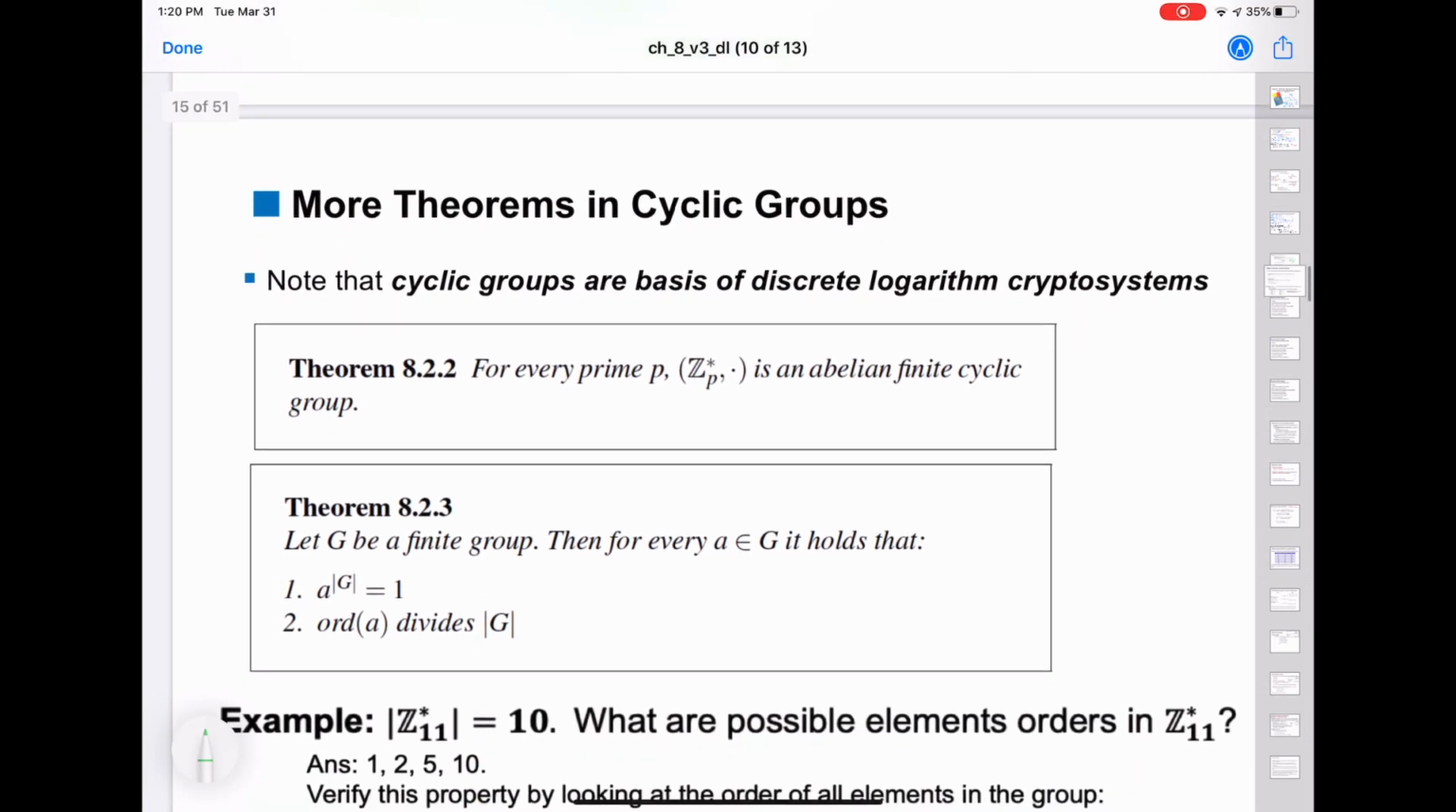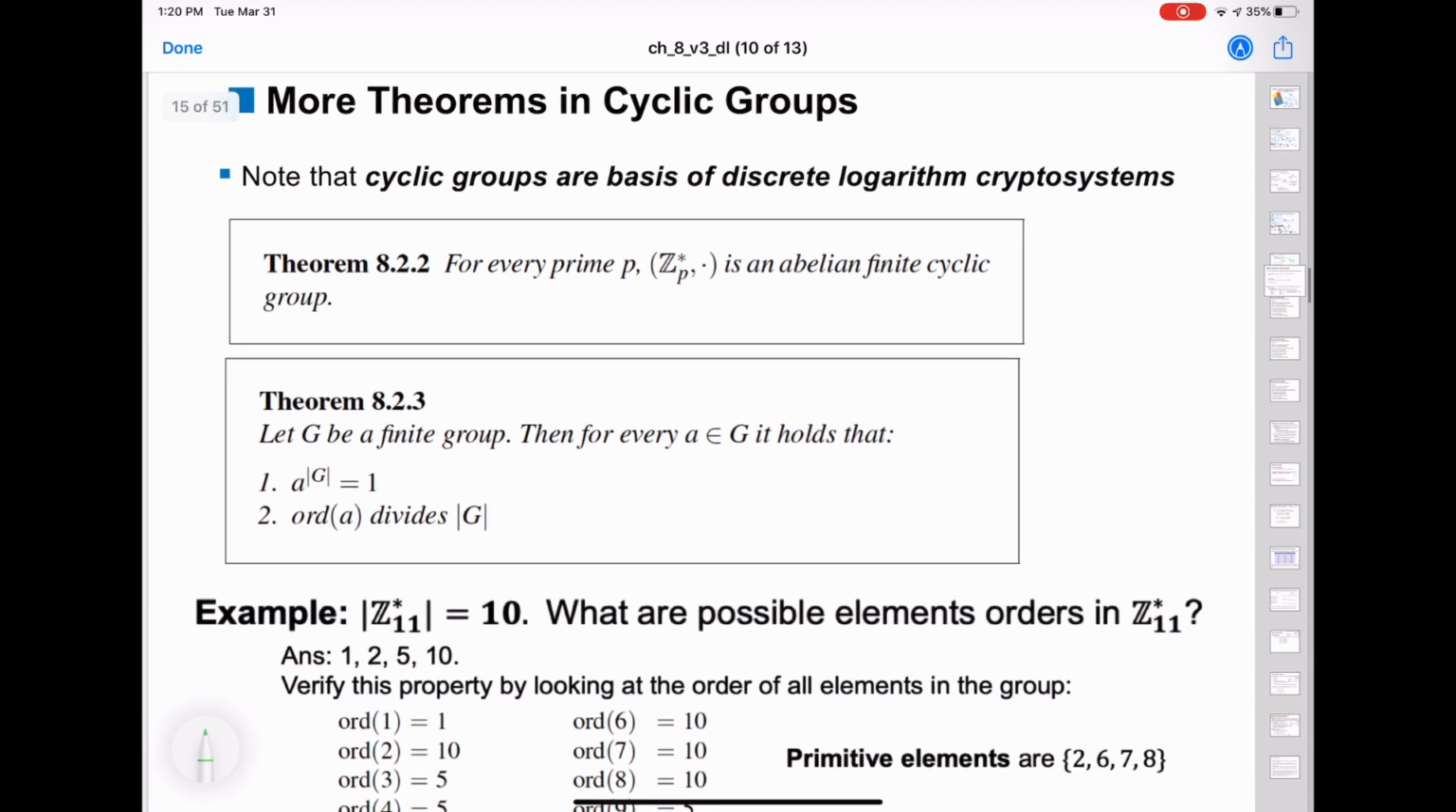Now let's talk about the theorem in cyclic groups. Yes, so note that cyclic groups are the basis of discrete logarithm cryptosystems. So for every prime p, Zp star under multiplication is an abelian finite cyclic group. Now you know what it means, abelian? Abelian means commutative. Finite means that it has finite elements over here. Not just a group, it is also a cyclic group. What does cyclic group mean?